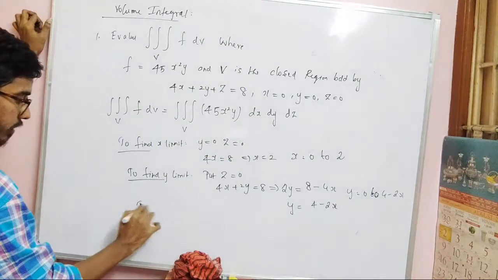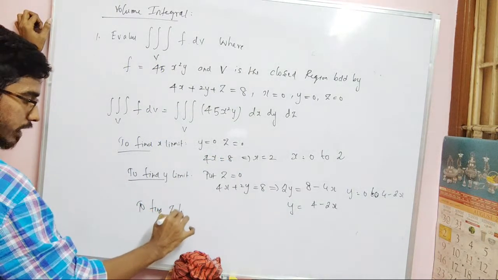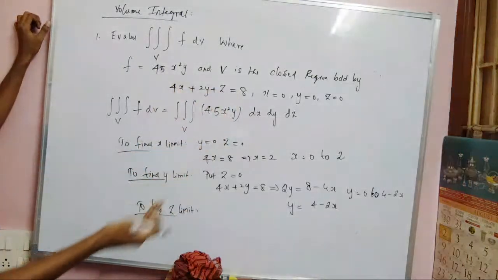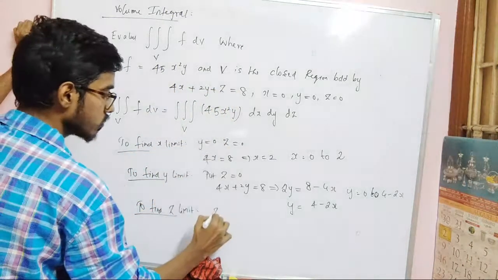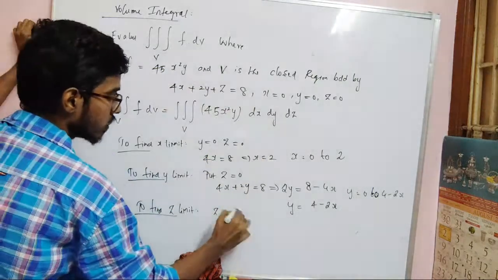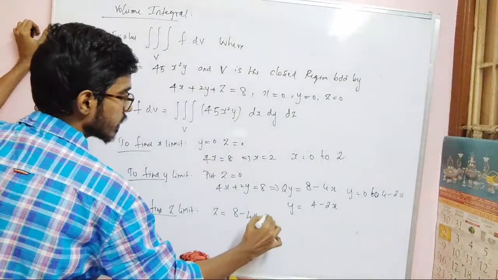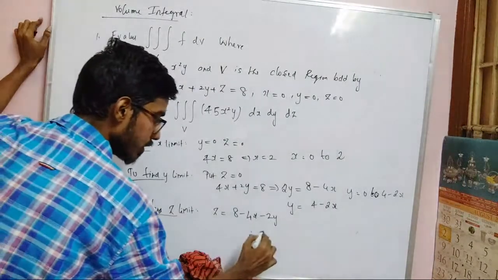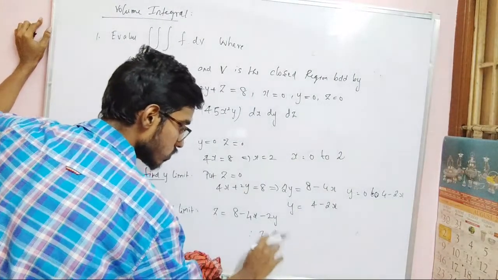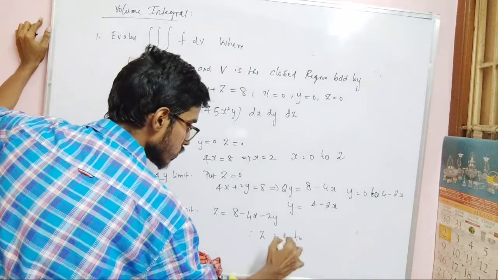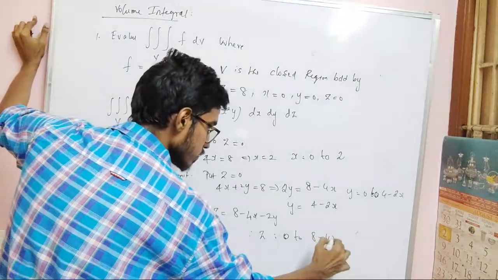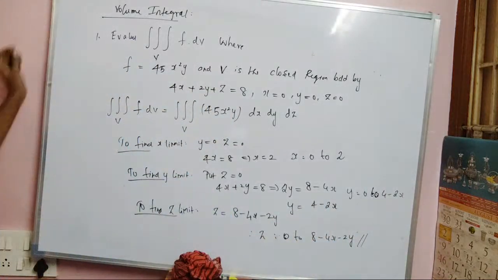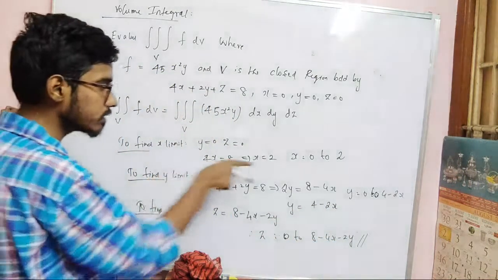Now to find the z limit, you can see there is no other variable next to the z variable, right? So you bring every term to this side, and we will have 8 minus 4x minus 2y. This is the z limit. That means the z limit is from 0 to 8 minus 4x minus 2y. So we have found the x limit, y limit, z limit, and the x limit is 0 to 2.